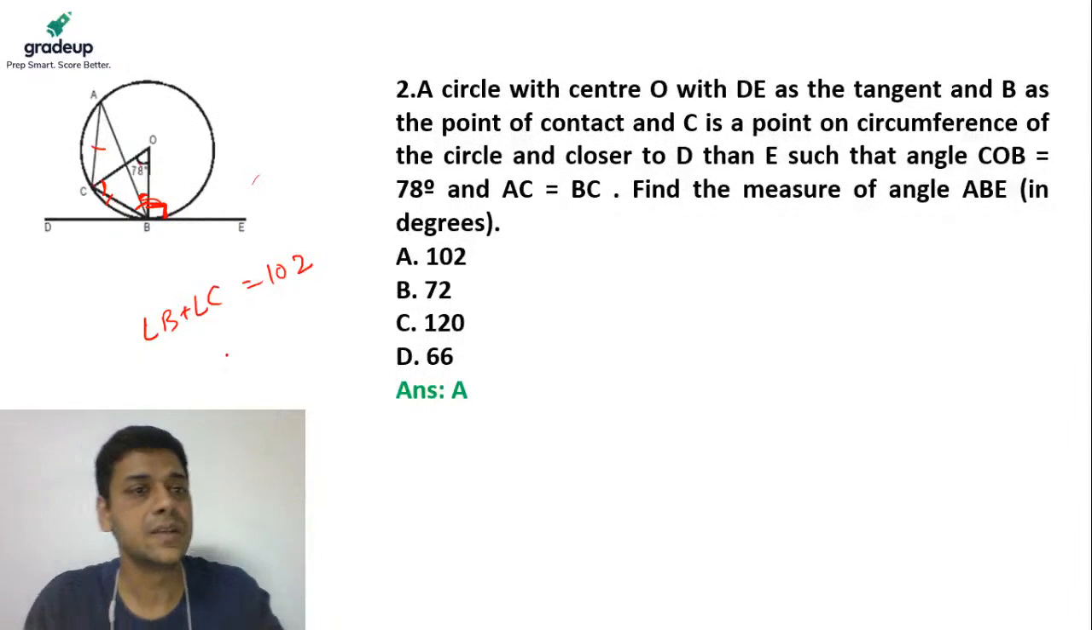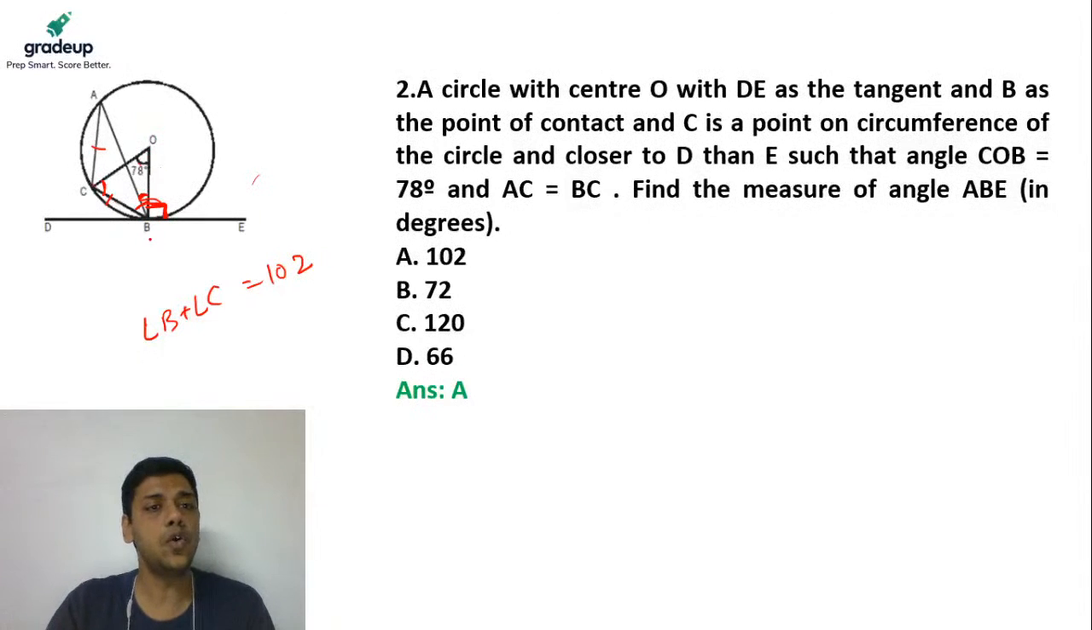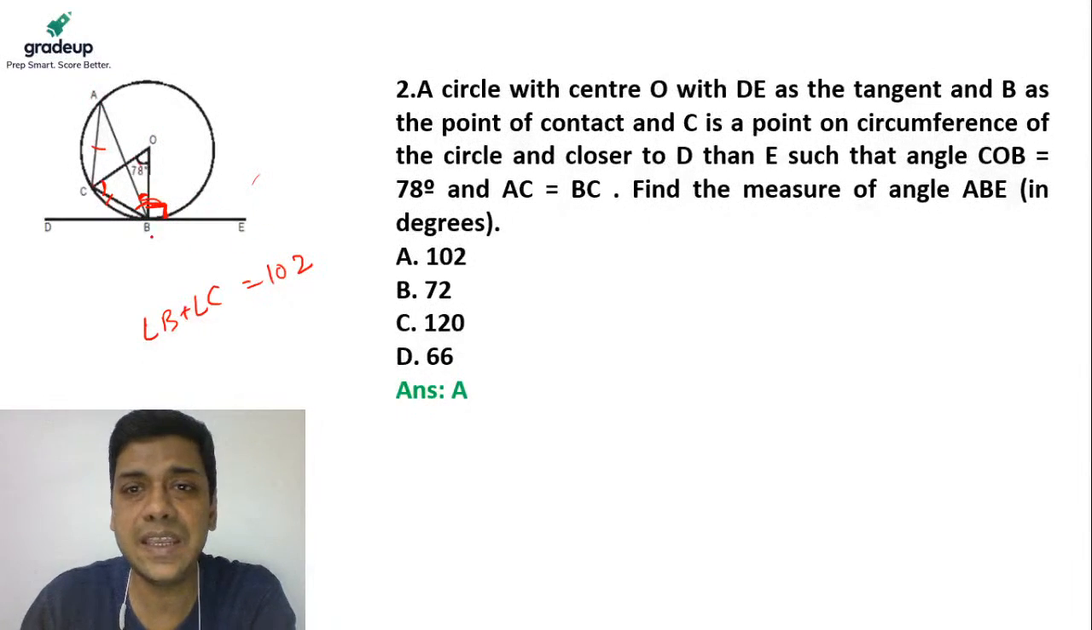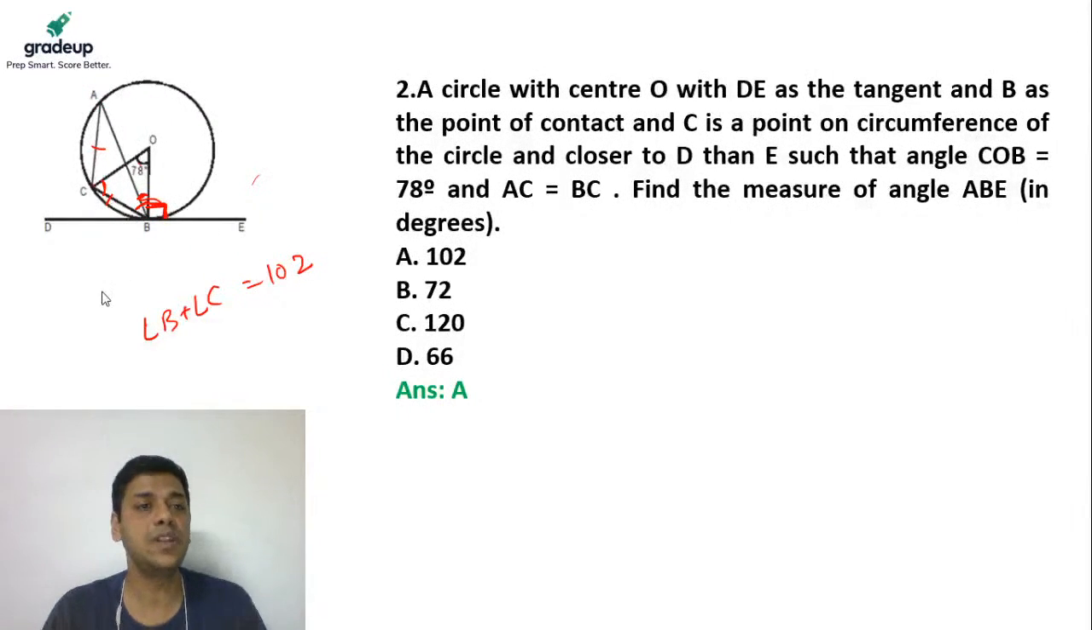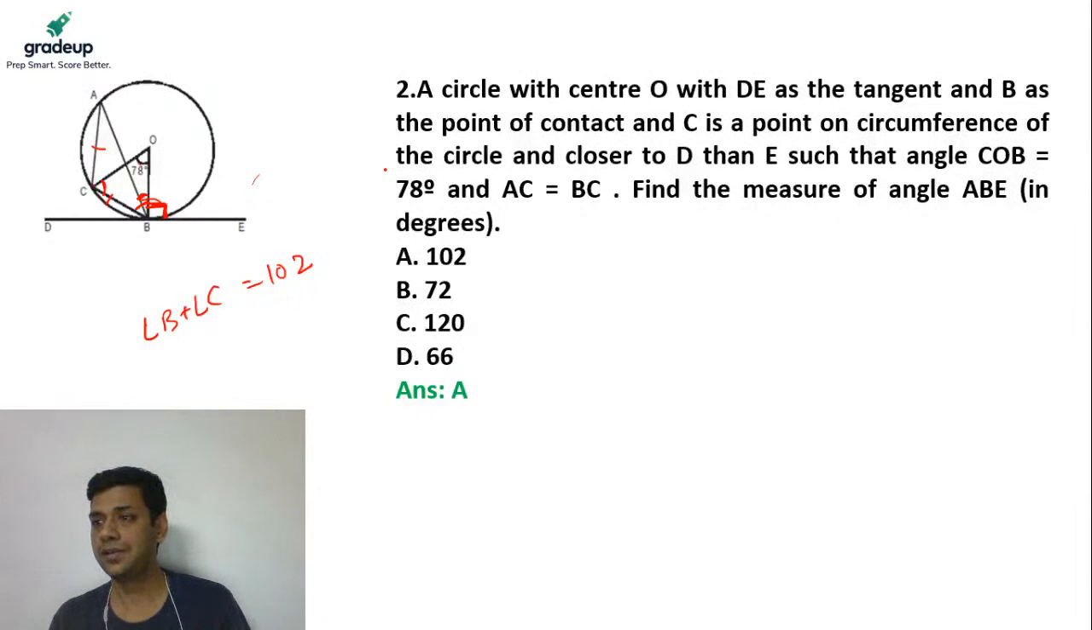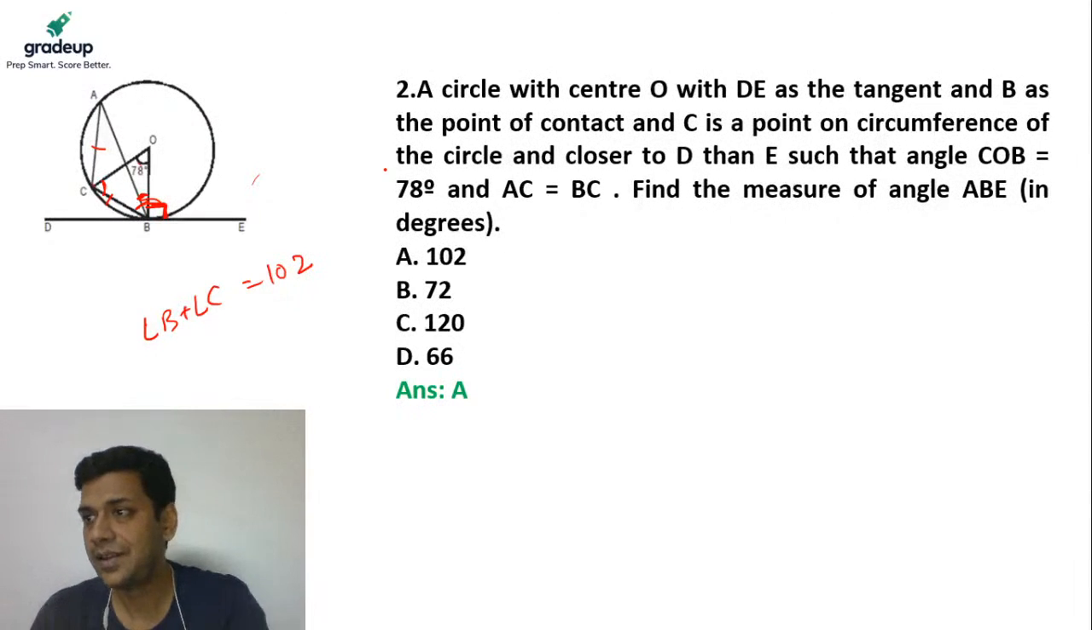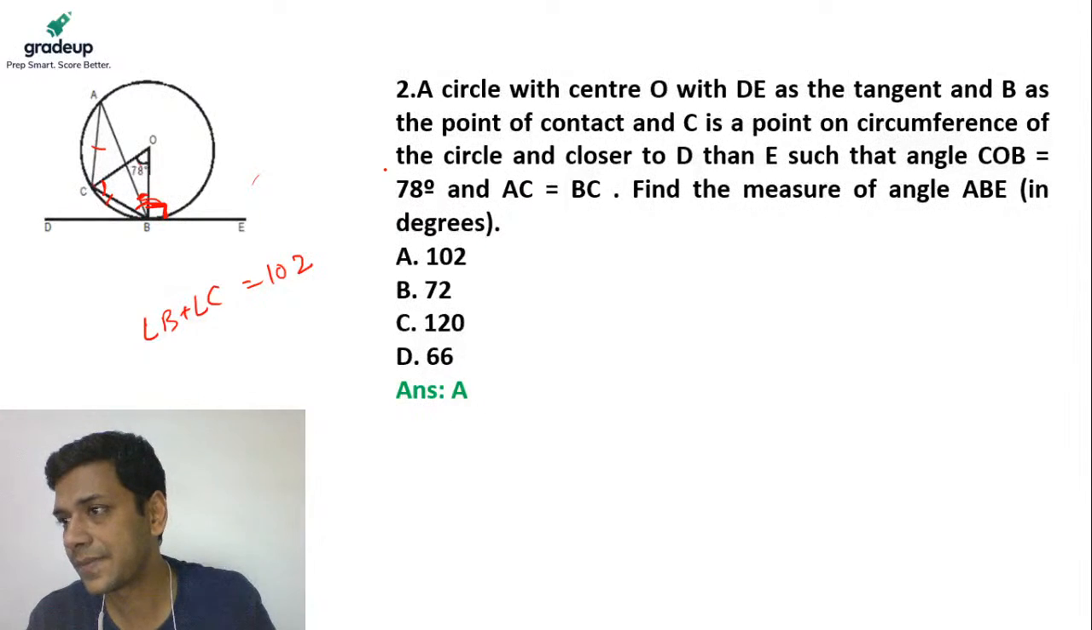So Afrin, we already know OBE. If you know OBE, for ABE we already know OBE. So basically we are left with this angle. We are left only with the ABO. Yeah, Afrin. Hi Ranjana.